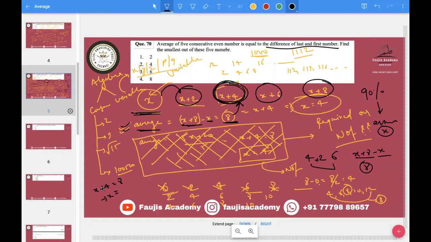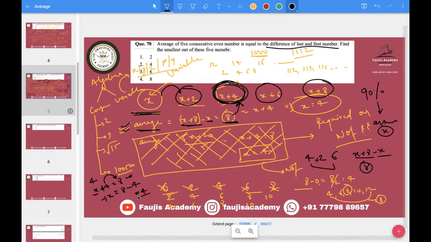Listen to me carefully. x plus 4 is your middle term, which is your average, is equal to 8. Then what will x be equal to? If you add 4 plus 4, then only it will become 8, no? Or otherwise, if you take the left hand side number to the right hand side, x is 8 minus 4, which will be 4.